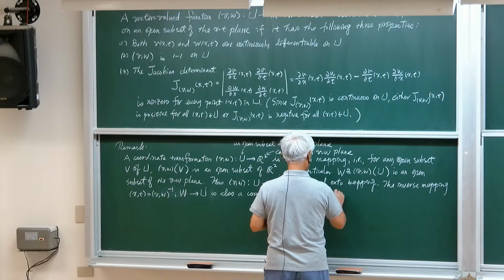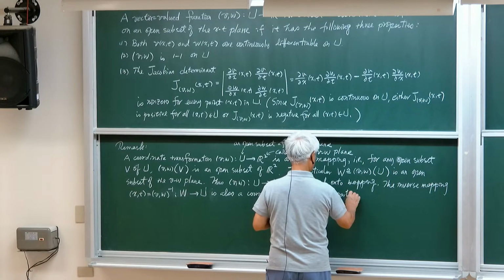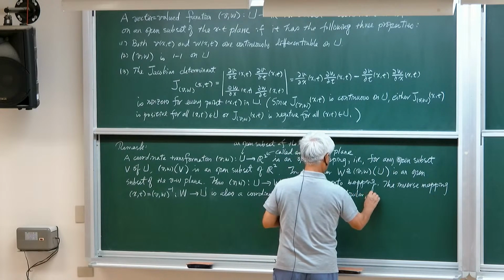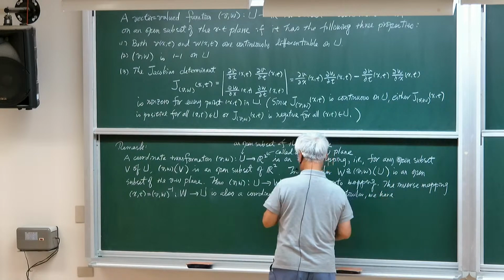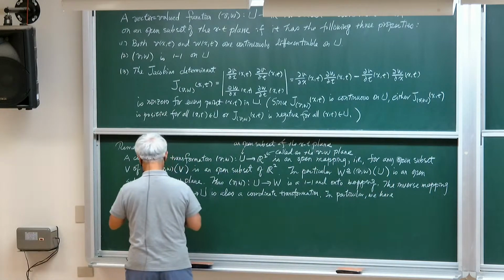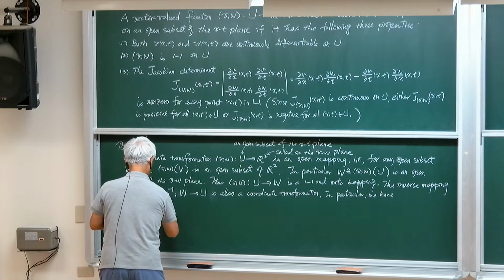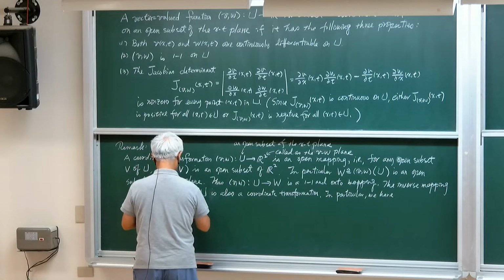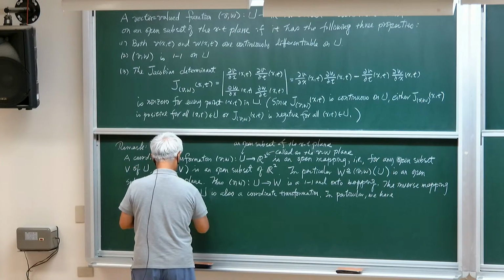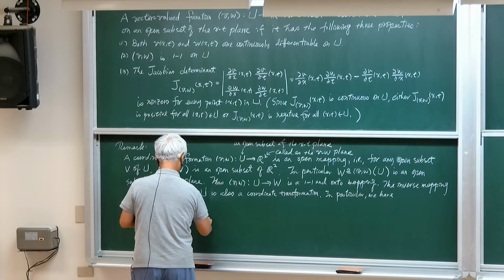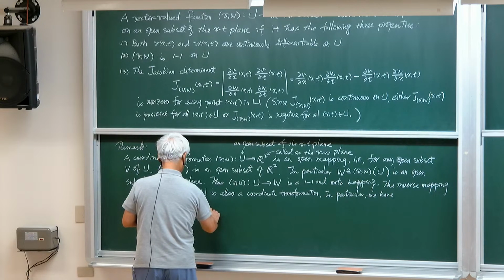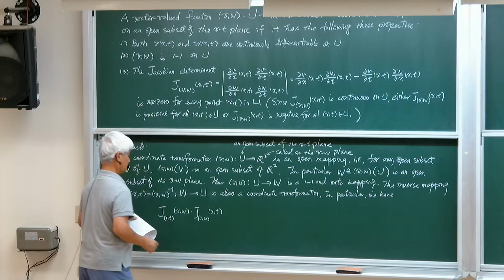In particular, we have that the Jacobian of xt and VW times the Jacobian of xt.